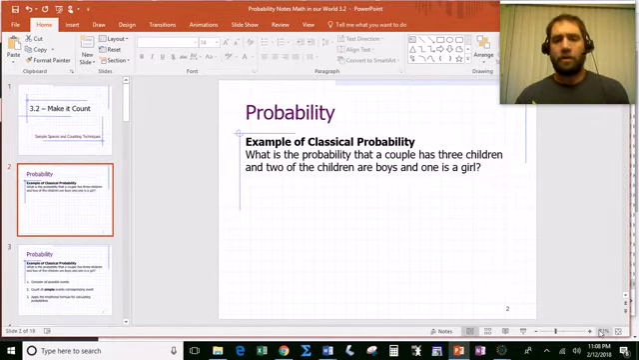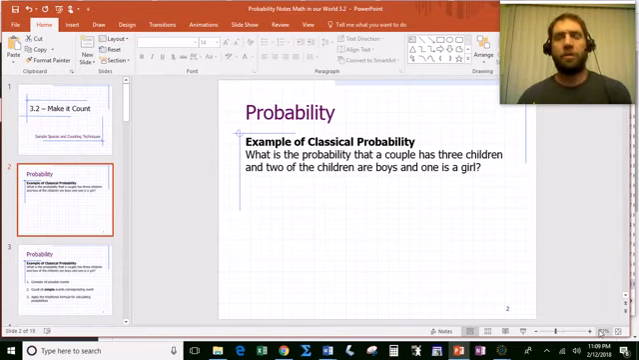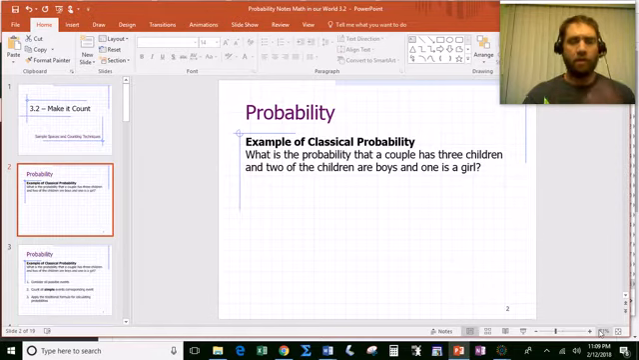So let's say, what's the probability that a couple has three children and two of the children are boys, one is a girl? Under the assumption that every child is either a boy or a girl and that both boy and girl are equally likely or have a 50% probability. It's not 100% accurate, but for the purposes of this example, let's just simplify it.